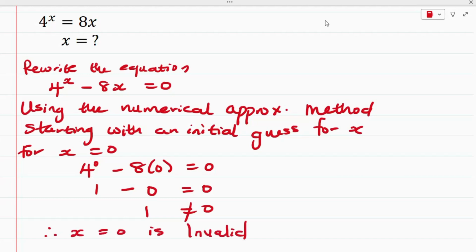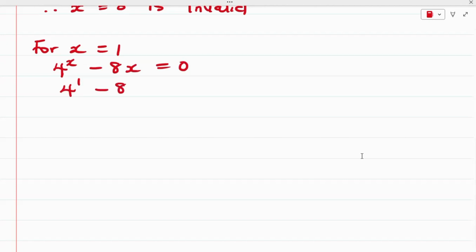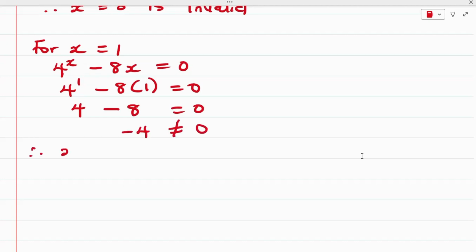So let's take another initial guess for x, and that will be x equals 1. For x equals 1, we have the equation 4 raised to the power of x minus 8x is equal to 0. So for x equals 1, we have 4 raised to the power of 1 minus 8 into 1. 4 raised to the power of 1 is 4, minus 8 multiplied by 1 is 8. And 4 minus 8 is going to give us minus 4, and this is not equal to 0. So therefore, we can say the initial guess that x is equal to 1 is invalid.